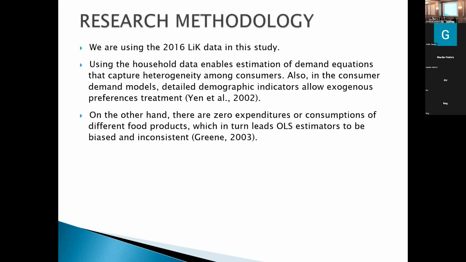Okay, what we have done in this research is, by using the 2016 Life in Kyrgyzstan data, we used the Tobit model. Actually, we have divided the model into two parts. The first part is the Probit model, and the second part is the truncated regression model. Because we believe that in the 2016 data there are actually zero values for some foods, that we need to exclude in the second step of the model.